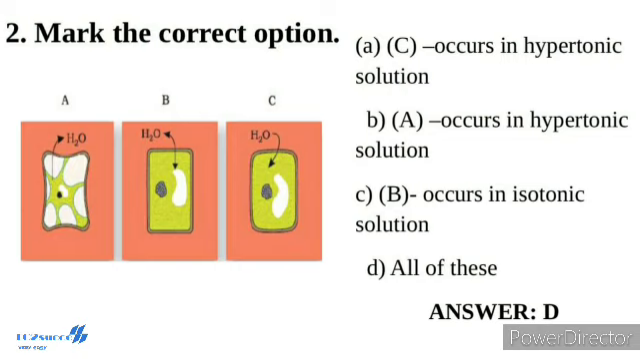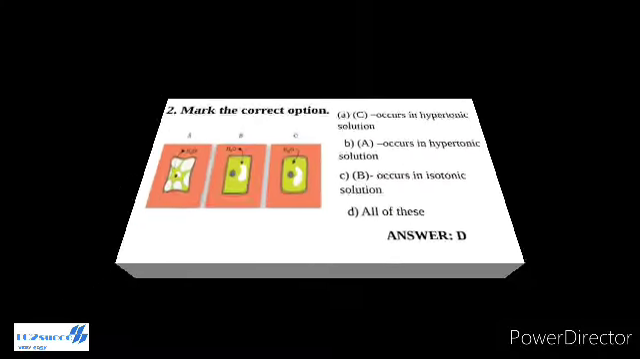The reverse is a process called deplasmolysis. So the correct answer is option D. D is all of this. In the diagram, A is hypertonic solution, B is isotonic solution, C is hypotonic solution.